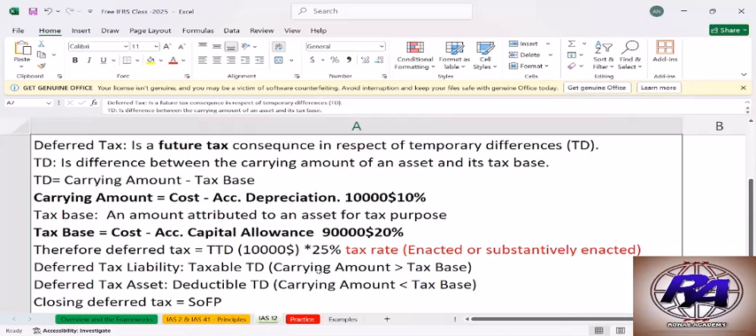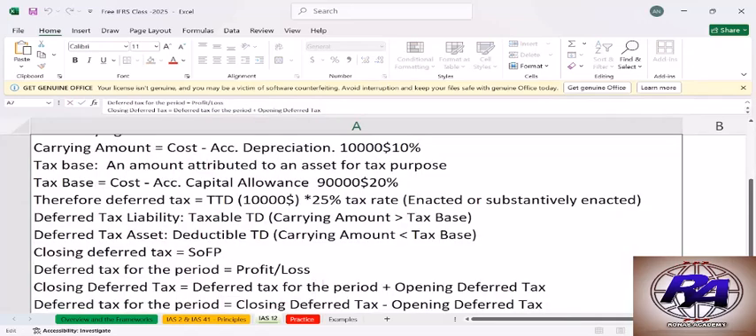We send our closing deferred tax to the statement of financial position, and then we send our deferred tax for the period to the statement of profit or loss.